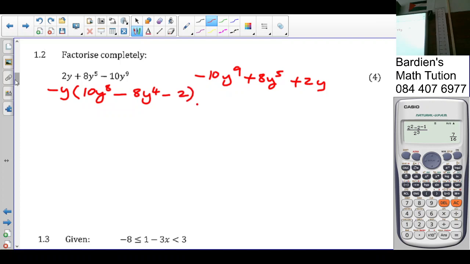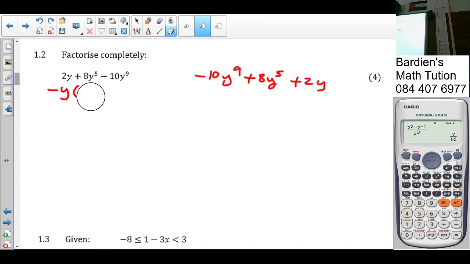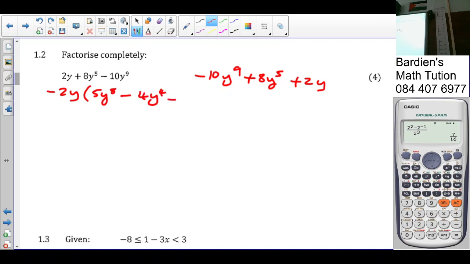I could have taken out 2 also as a common factor. 2y. So negative 2y. Then I'm left with 5y^8 minus 4y^4 minus 1. You all agree with that? So what do you see inside that bracket? You see a trinomial.